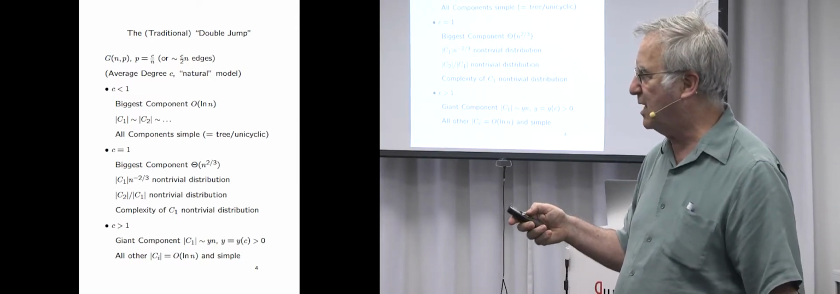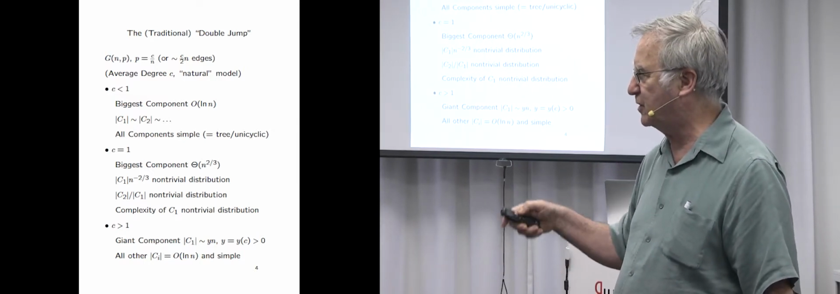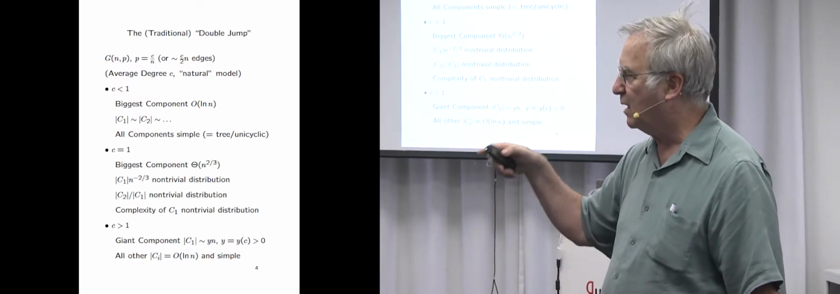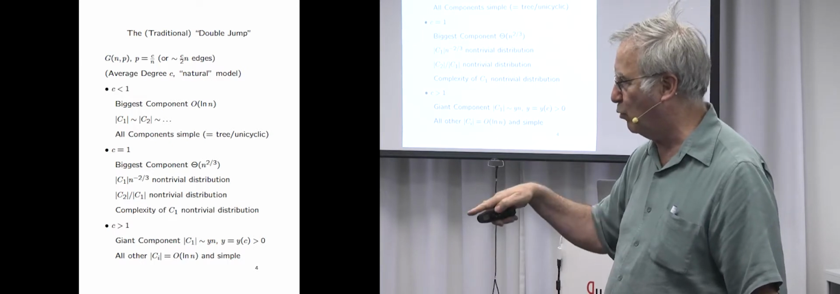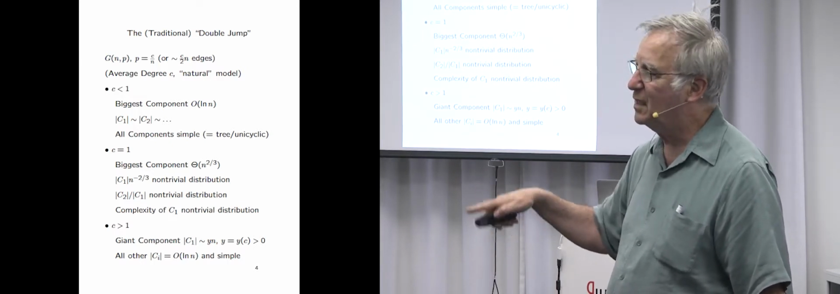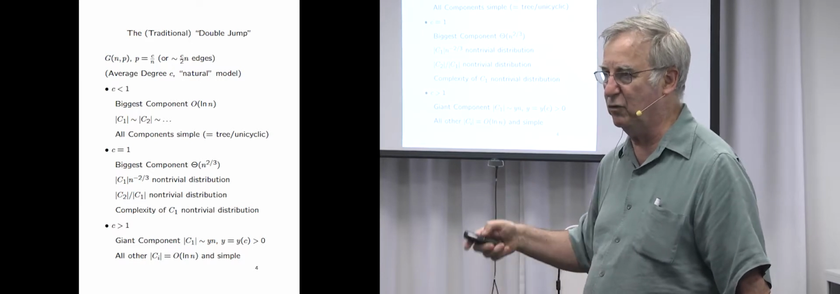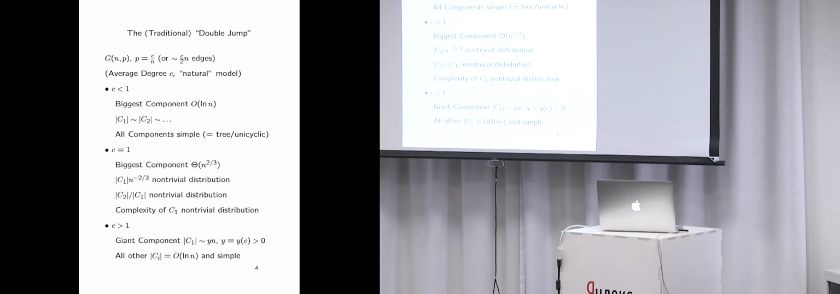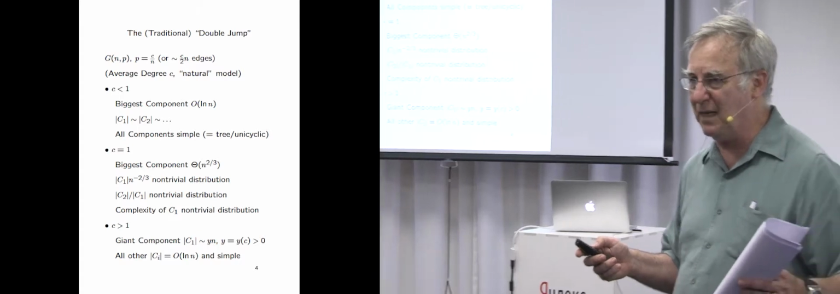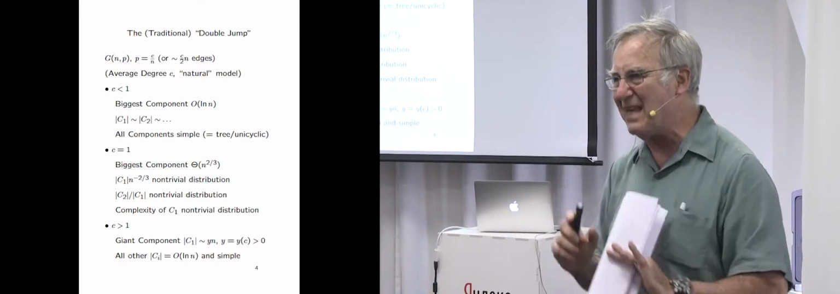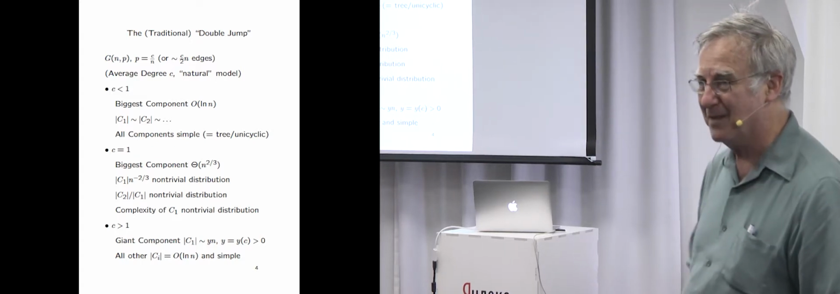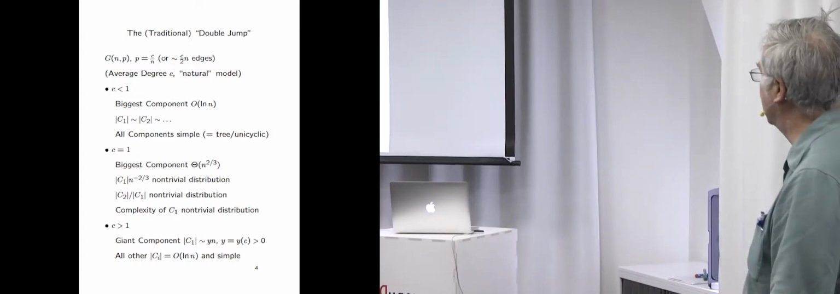By complexity, I mean edges minus vertices plus 1. So a tree has complexity 0. A unicyclic has complexity 1. Those are the simple ones. Bicyclic has complexity 2, etc. And the complexity also has a non-trivial distribution. So very complicated. And if you've worked in percolation, you know that when you're right at the critical point, things are very critical, complicated. And that's the case here.